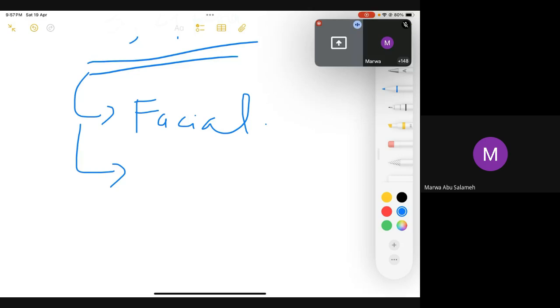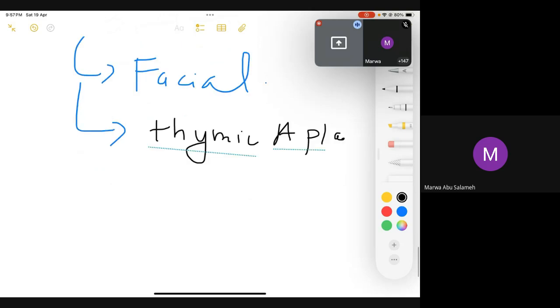Tetralogy of Fallot, okay? An important thing which you guys know is that we are also going to see thymic aplasia, right? No thymus. Thymic aplasia. We'll be discussing it in our immunology sections and our marathon, in detail, but let me just give you an overview.